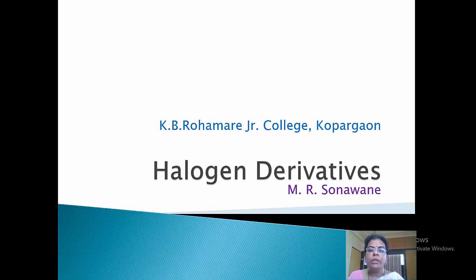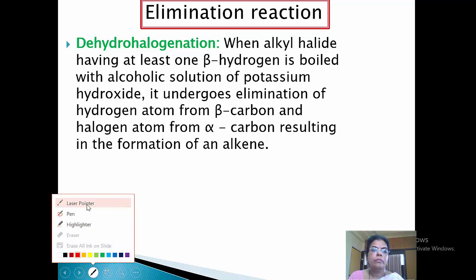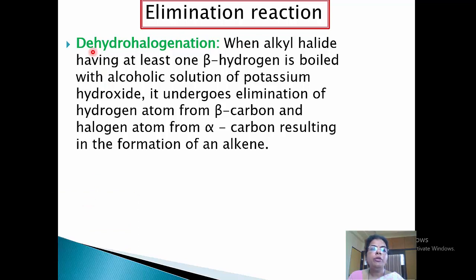Now we are going to see the next reaction, elimination reaction. Elimination reaction means removal of an atom or a group of atoms. Now first we are going to see dehydrohalogenation reaction. Dehydrohalogenation means the reaction in which removal of one hydrogen and one halogen atom takes place.